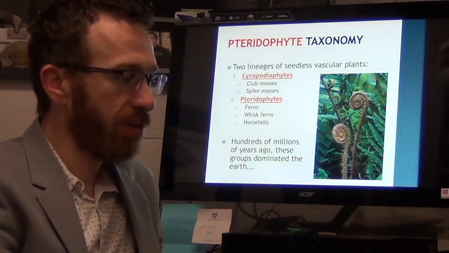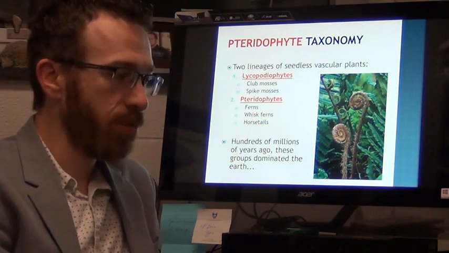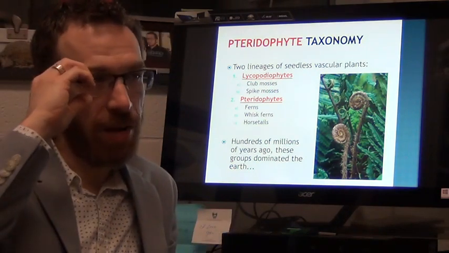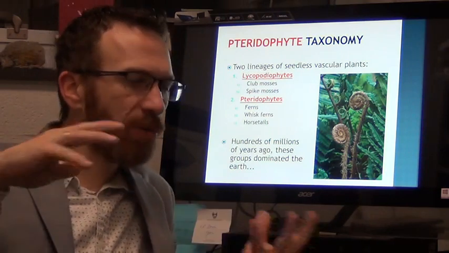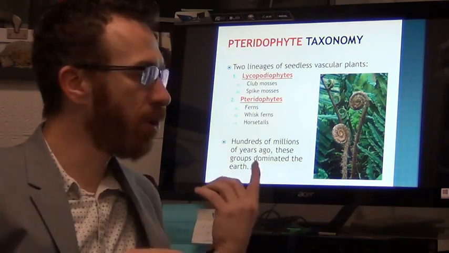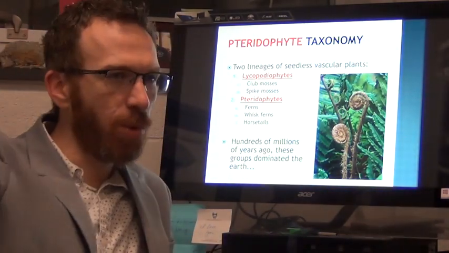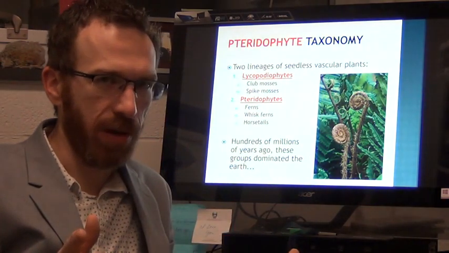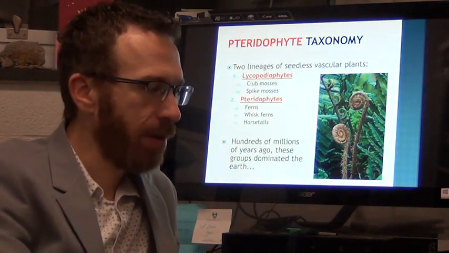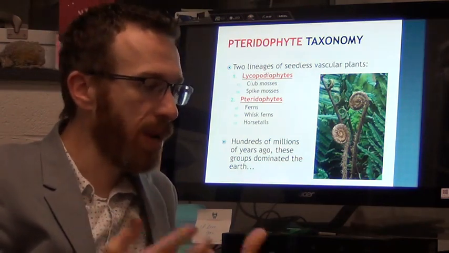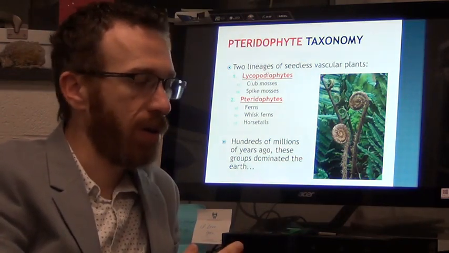Hundreds of millions of years ago, these groups were the dominant plants on Earth. We had forests full of pteridophytes. We have lycopodiophytes that were 40 meters tall, gigantic forests of lycopodiophytes. So this was way before angiosperms had evolved, way before gymnosperms had evolved.